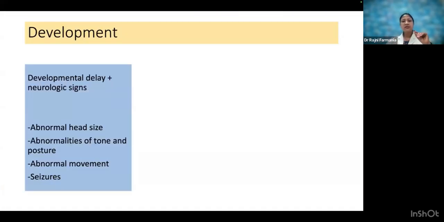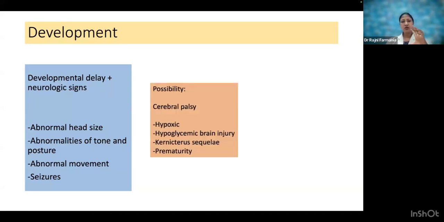So if you have abnormal signs, what does that mean? You have abnormal tone, posture, abnormal movement. These are also a part, along with the development, of what makes you suspect cerebral palsy. It is again a very common spectrum in the pediatric age group. The reasons can be hypoxia, hypoglycemia, kernicterus, hyperbilirubinemia, that is bilirubin-induced neurological dysfunction, and prematurity. These are the 4 very common reasons why a child can have cerebral palsy.